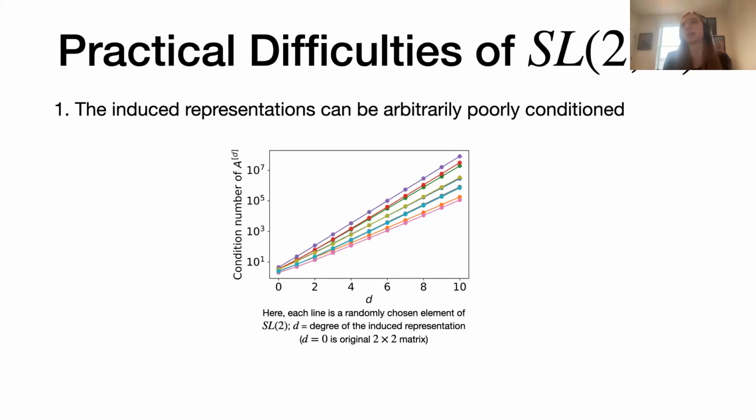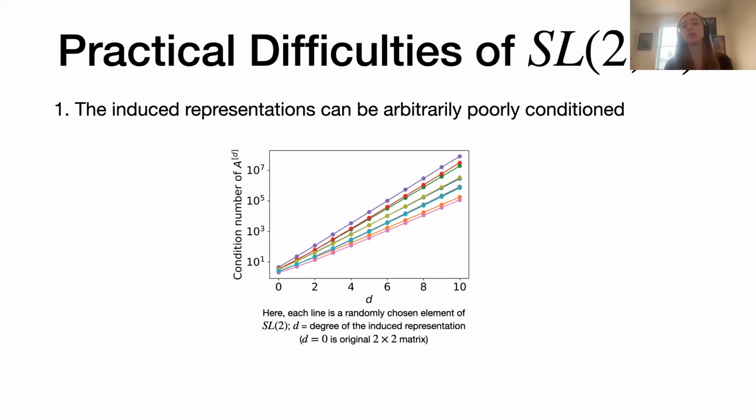So what makes non-compact groups hard? Just a few things to keep in mind as we're going through here, and things that may transfer to other non-compact groups as well. Well, one point is that the induced representations can be arbitrarily poorly conditioned. So SL2R acts linearly on these higher degree polynomials, as was shown in the previous slide by this induced matrix. But of course, SL2R includes non-orthogonal matrices. So the 2 by 2 elements of SL2R can already have a condition number that's greater than 1.